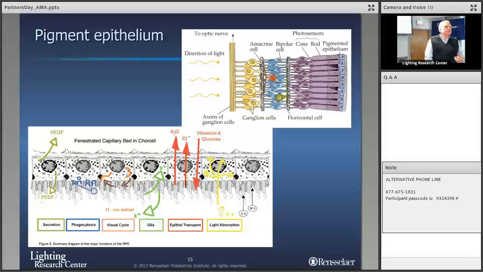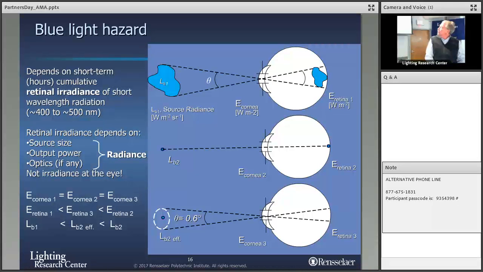But it also has to do, primarily in the context of blue light hazard, with the regenerative processes that take the nutrition and convert it into photopigments that are then recycled through the pigment epithelium. And it's this exposure to bright blue light imaged on the retina that is actually causing the permanent or at least temporary damage. Now, one of the concepts I want to get across here is that irradiance at the eye is not normally what you want to measure when it comes to assessing the blue light hazard.